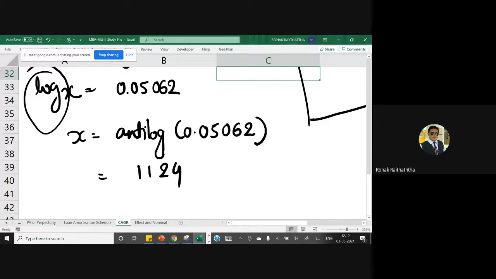So sir, if we add 1 to 0, we get 1. So my answer should start after 1 digit. Whatever the numbers I have got, I'll just be putting the decimal after 1 digit there, 1.124. So that is the value of log x I have got.